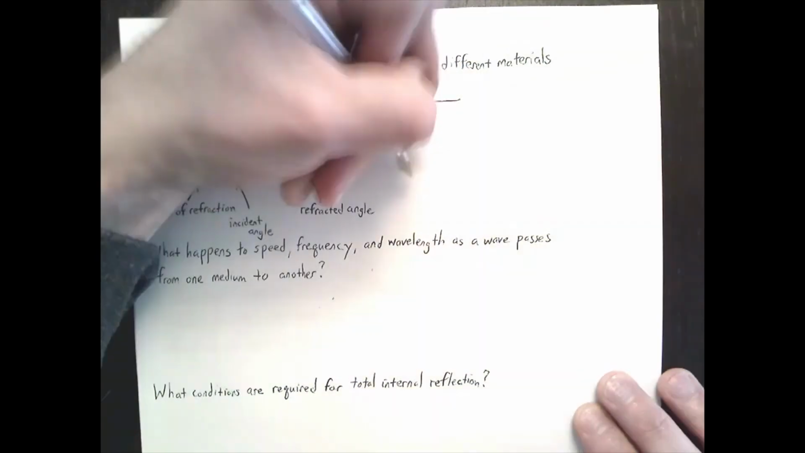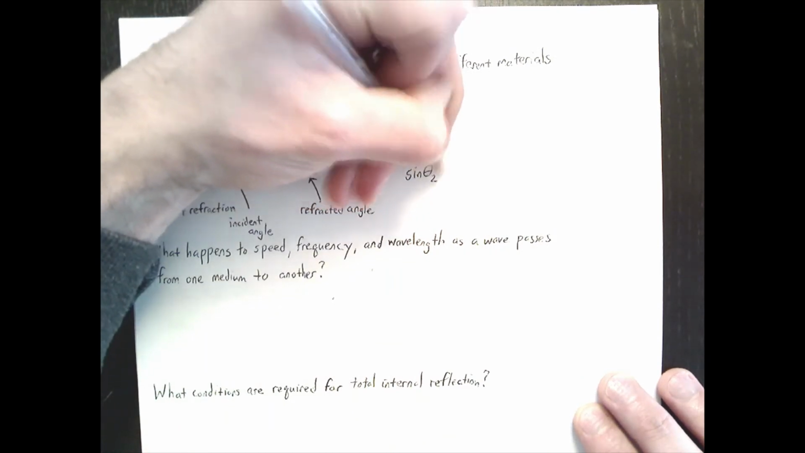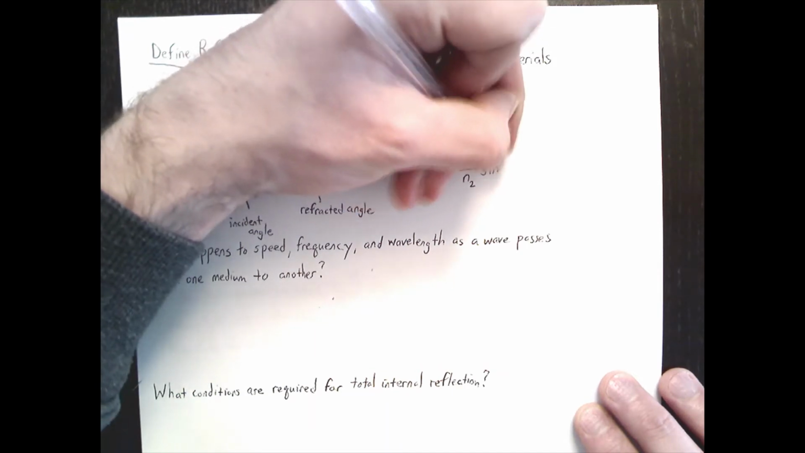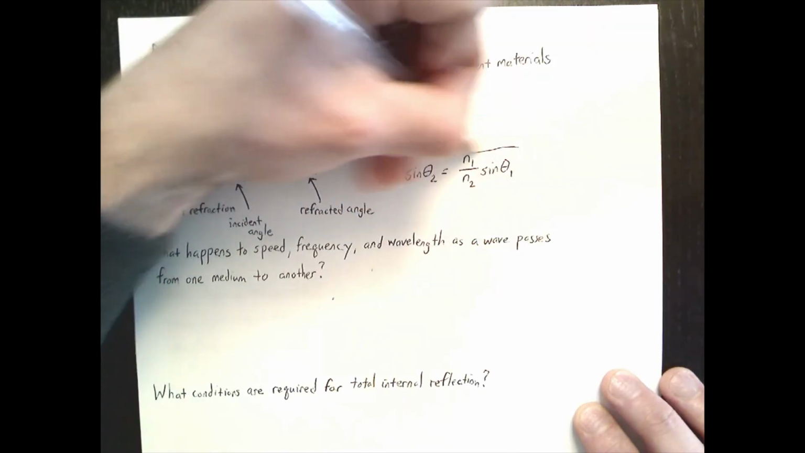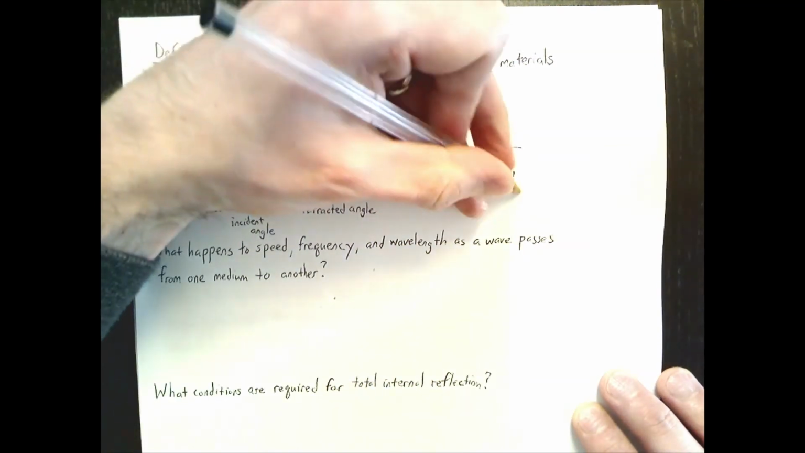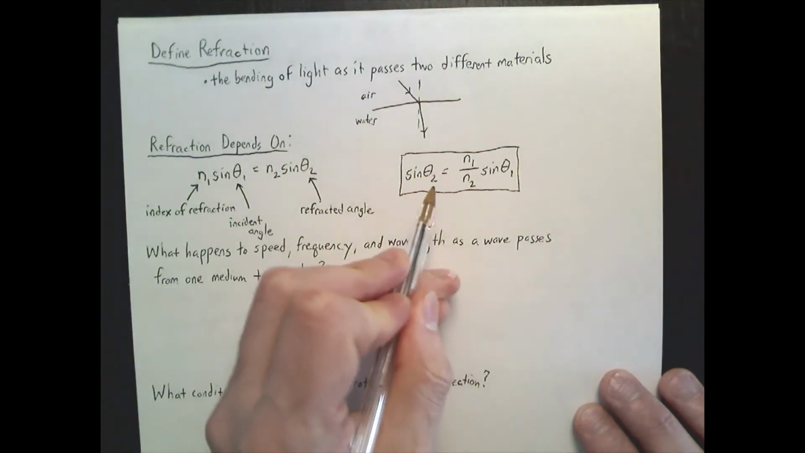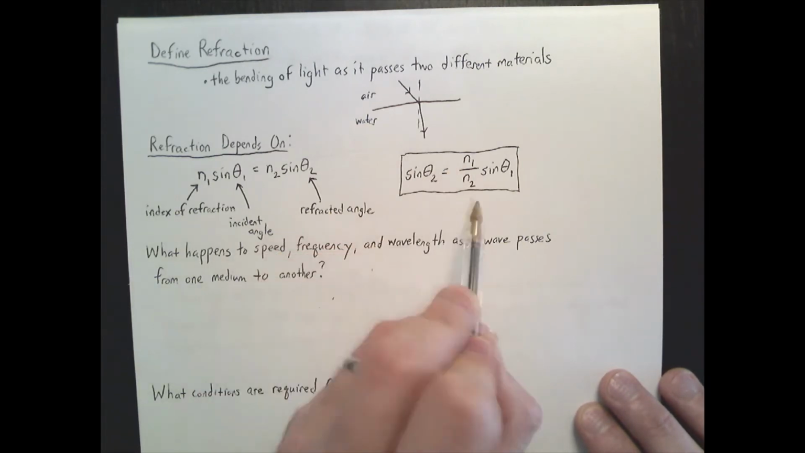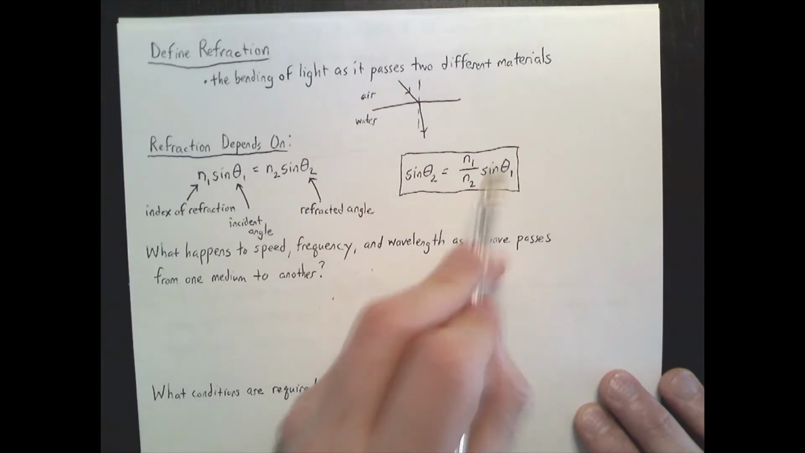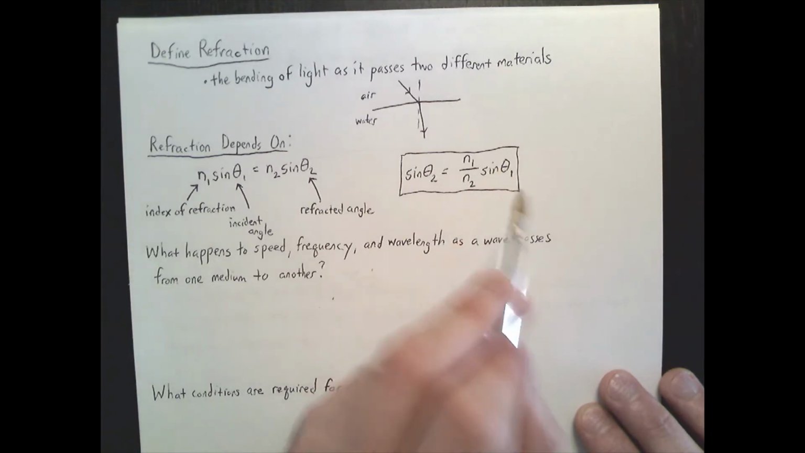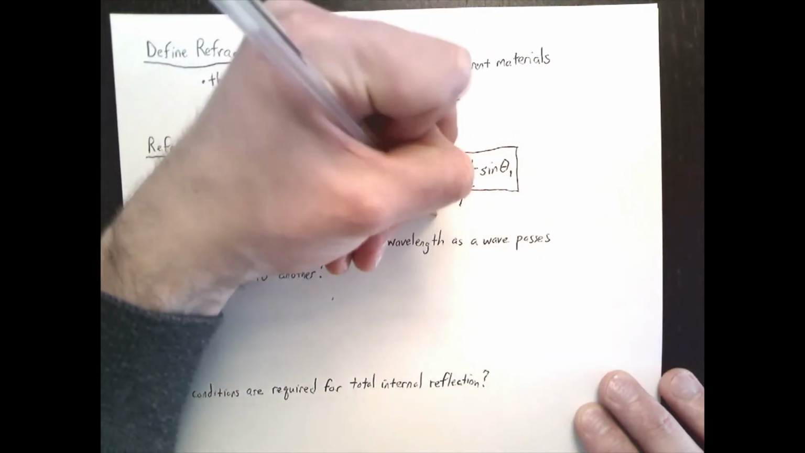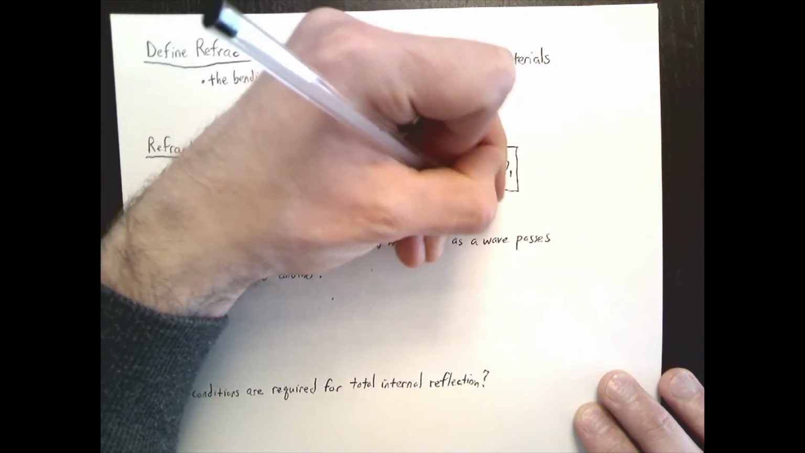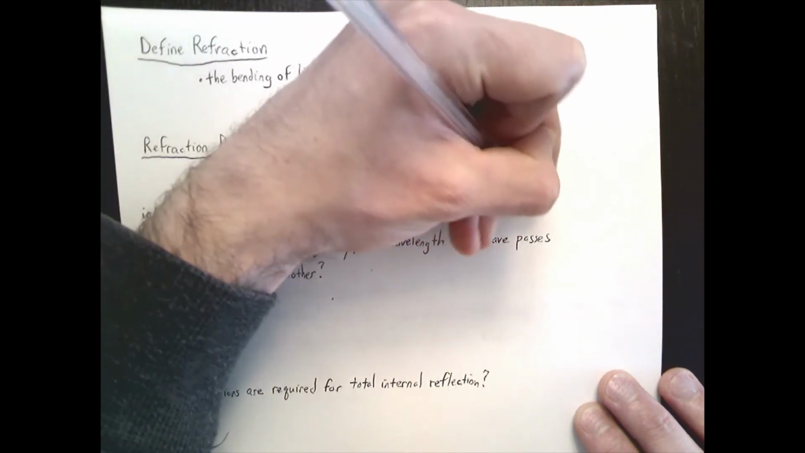So if we rearrange this equation for sine theta 2, we get that n1 over n2 times sine of theta 1 is equal to sine theta 2. So the amount of refraction depends on the ratio of the starting index of refraction and the final index of refraction and the angle that the initial material came in at. So it depends on the indices of refraction, and it depends on the incident angle.